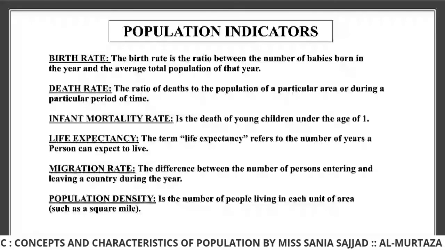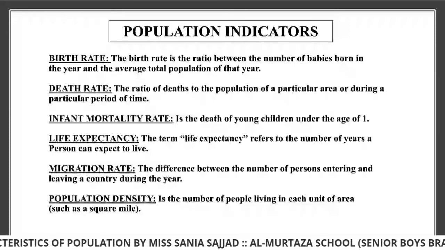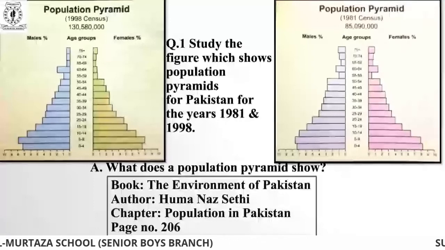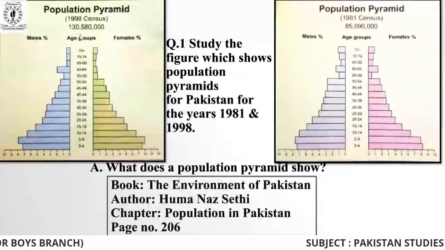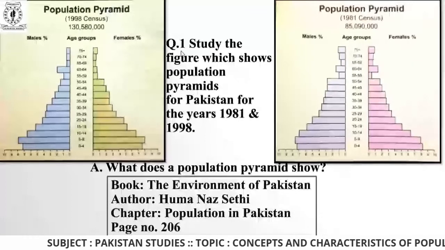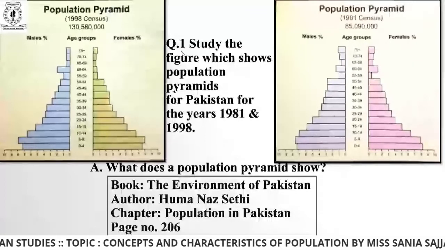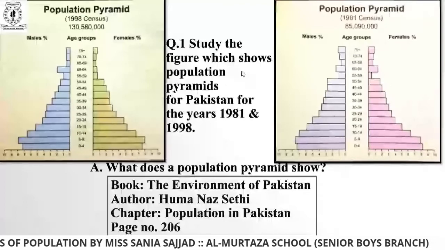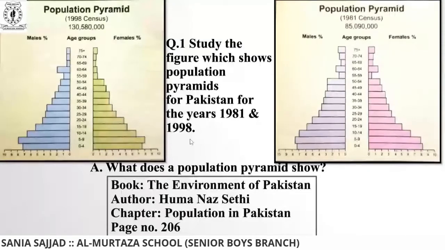Now coming towards the next question, that is population pyramid. There are two pyramids which are given. Okay, this structure is known as a pyramid. All right, pyramid graph. Question number one: study the figure which shows population pyramids from Pakistan for the years 1981 and 1998. Well, there are two graphs which are given on the left and right side.